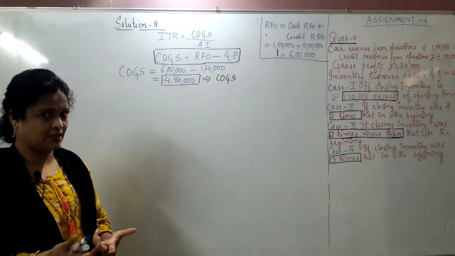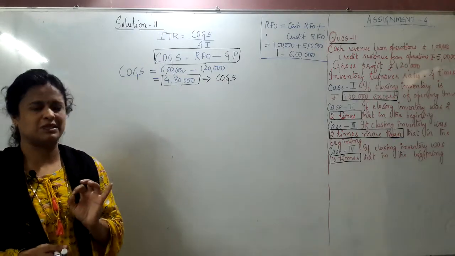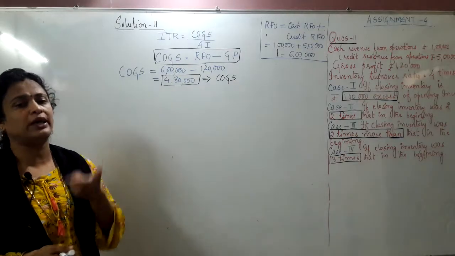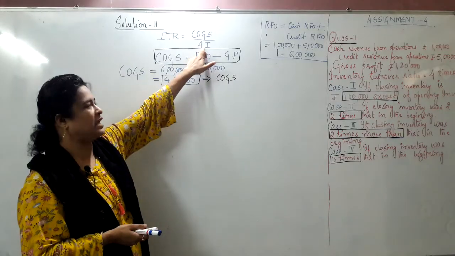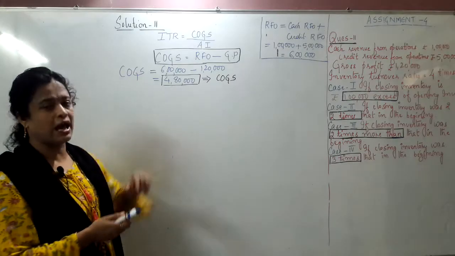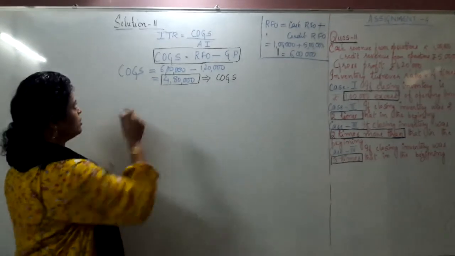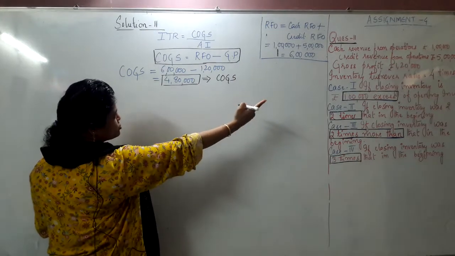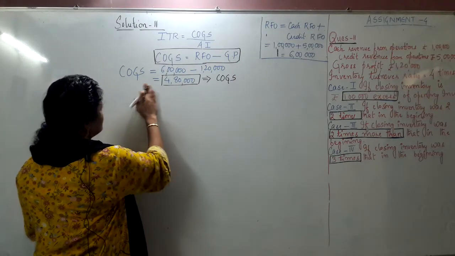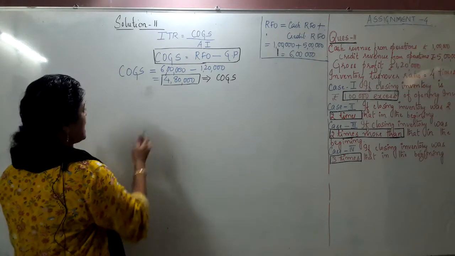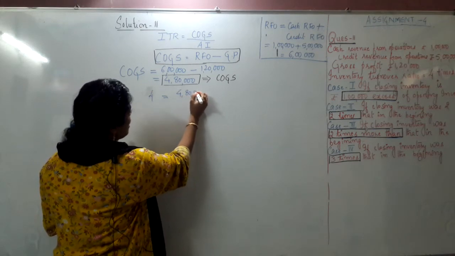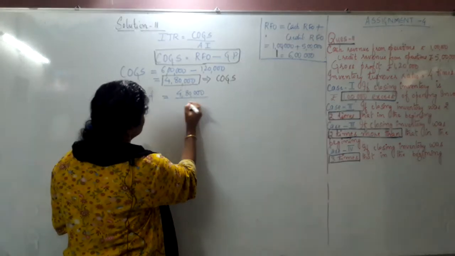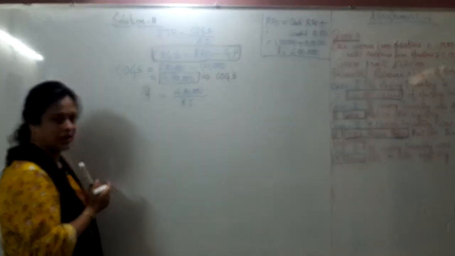Children, remember one thing. In case of any formula, if there are 3 items and 1 item is missing, using the other 2 items we can calculate the missing item. So using the ITR and the COGS we can find out the value of average inventory. Let us substitute the values. The inventory turnover ratio given as per the question is 4. COGS we just calculated is 4,80,000. Average inventory we don't know. So let us write it down like this.